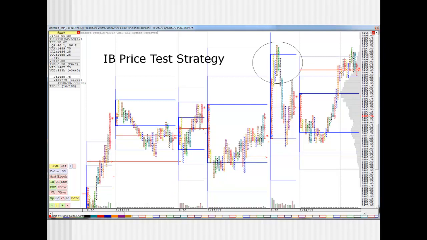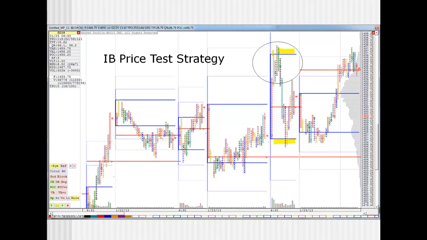Let's continue on with another interesting example here. Let's see what happens with this test. But first, let me point out to you the extent or the range of this initial balance. Notice how wide this range is. That is a very wide range. That's typical usually of what we would call a rotational day, where really we end up seeing prices rotate up and down within that range for the entire day. But let's take a look at our test.